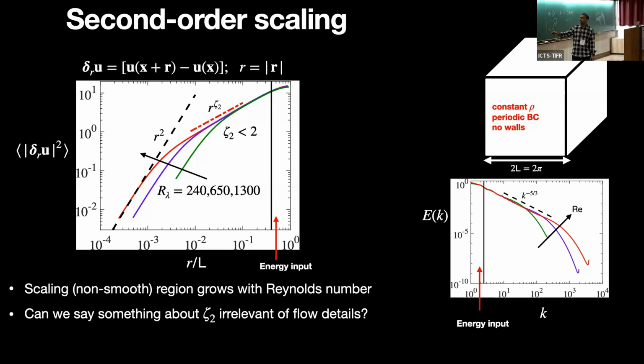Notice here that I have marked the region in the large scales where the energy is input. This is corresponding to this. In different simulations, you might have different mechanisms of energy input. In these particular simulations, we are using a frozen energy injection.